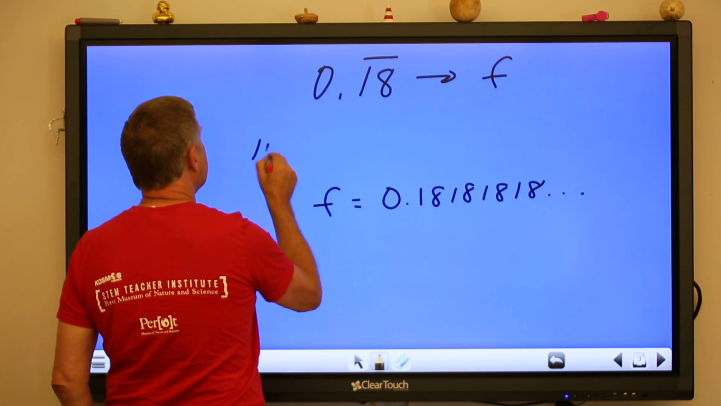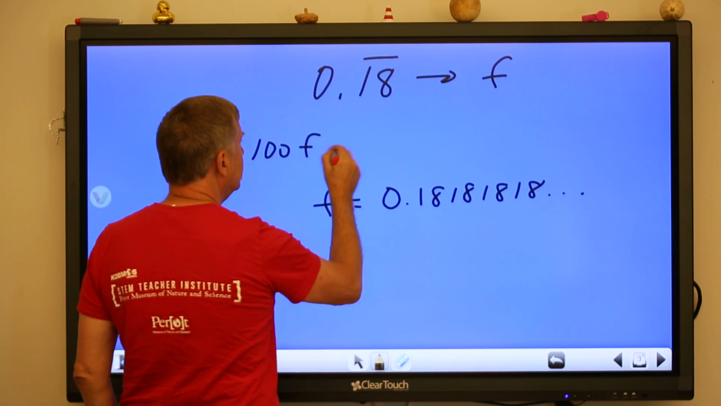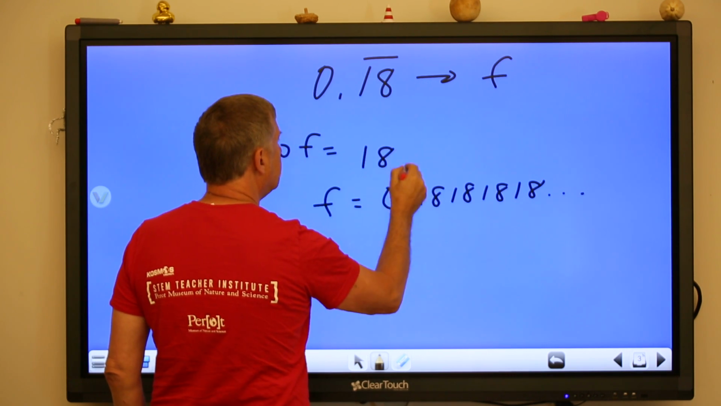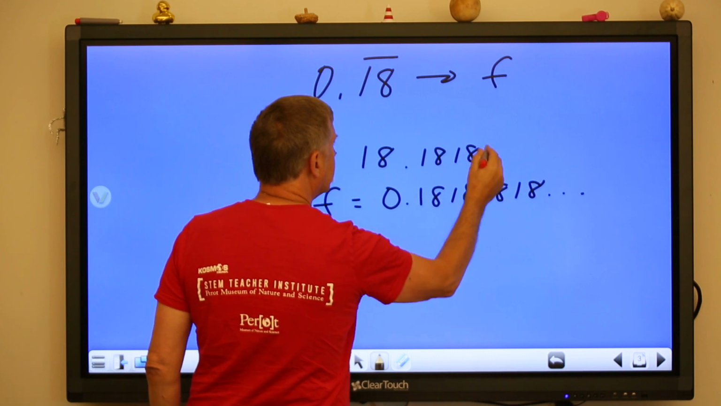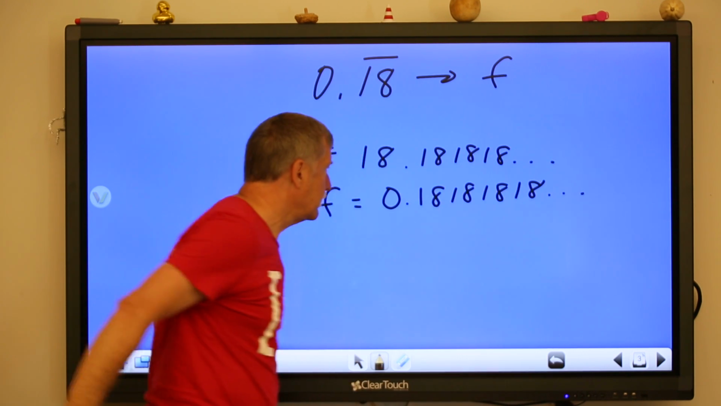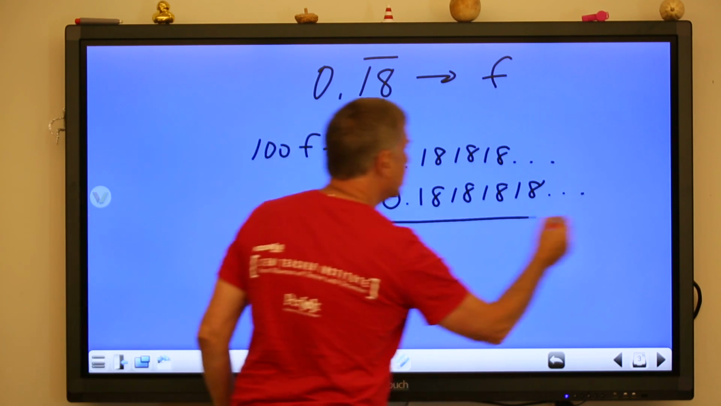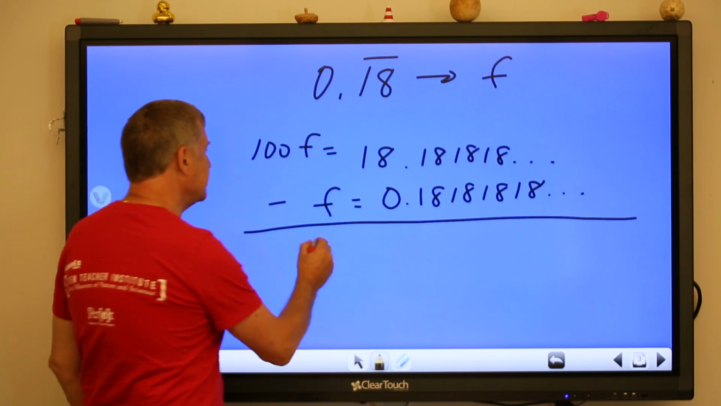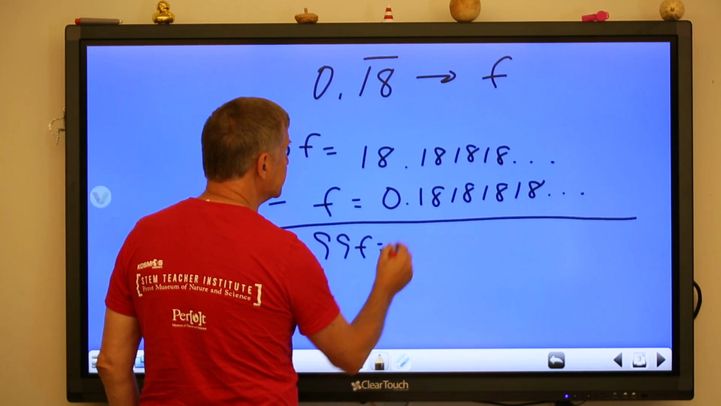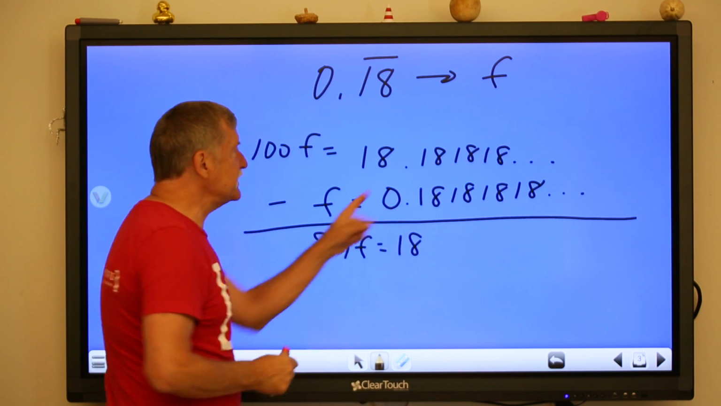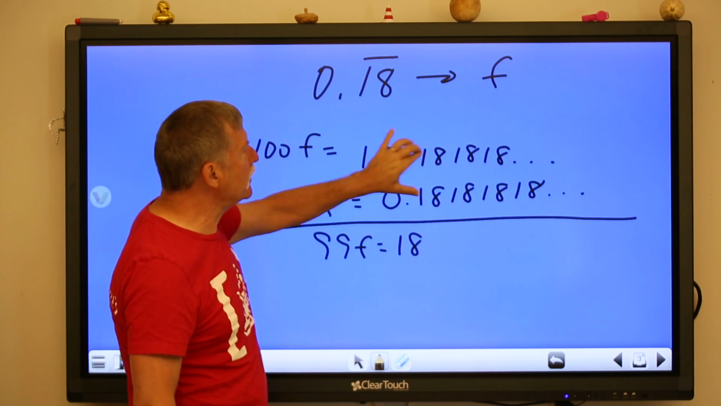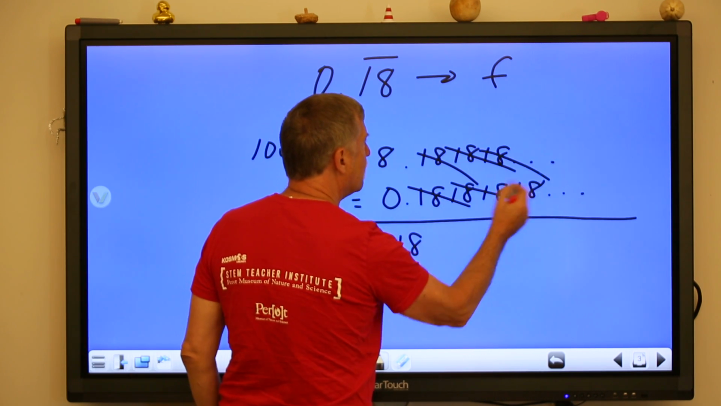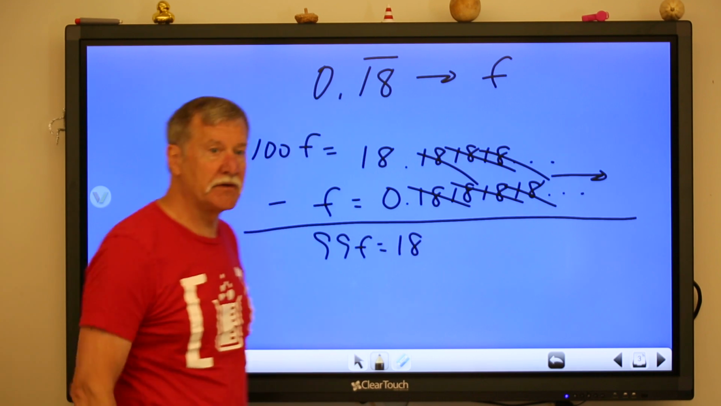And what happens then is I have 100 times f is equal to, and if I multiply this by 100, I get 18.181818, and so on. Decimal points in line, look what happens. If I now subtract these values, 100f minus f gives me 99f equals 18, and because I moved it 2 places over, all my repeating digits behind the decimal point are going to cancel out and go away no matter how far into infinity it goes.